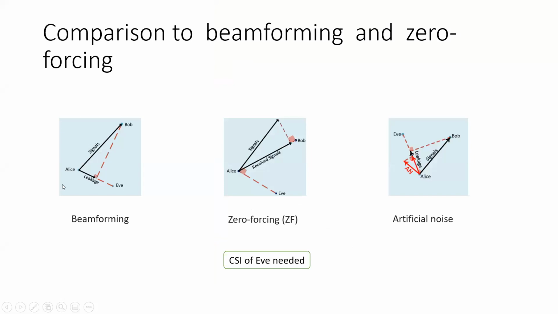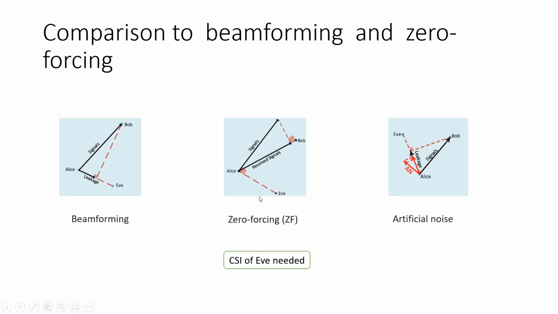Now, a quick comparison between these techniques: beamforming based techniques, zero forcing, and artificial noise. In beamforming based techniques, as I explained earlier, we have Alice, legitimate receiver Bob, and an eavesdropper. Based on the channel of the legitimate node, we can focus our beam towards the legitimate node, or design our signal based on its channel. But in beamforming, there is some leakage to the eavesdropper as well due to the side lobes.